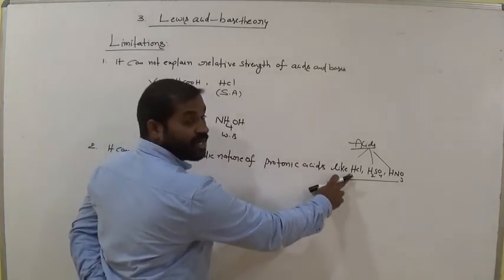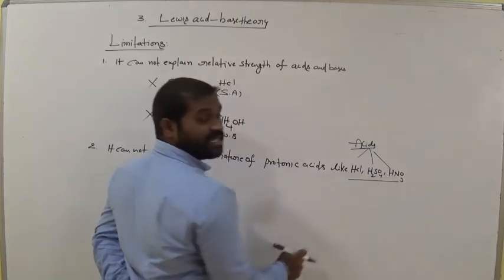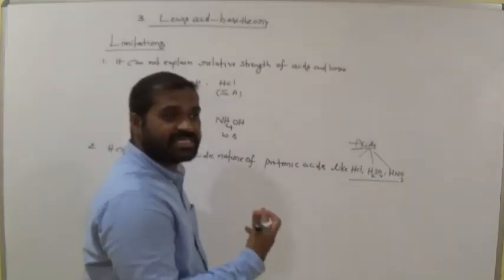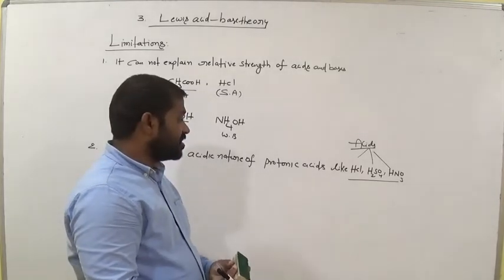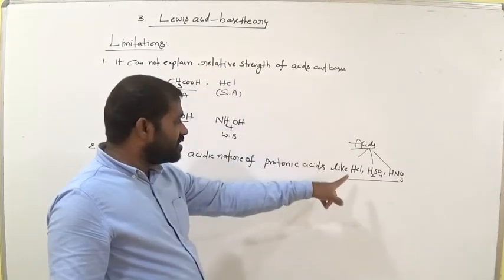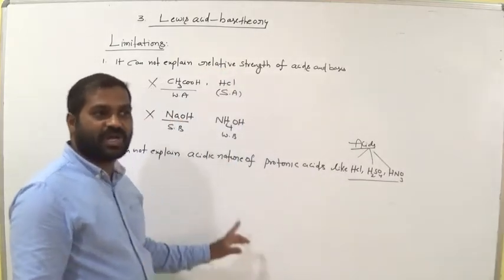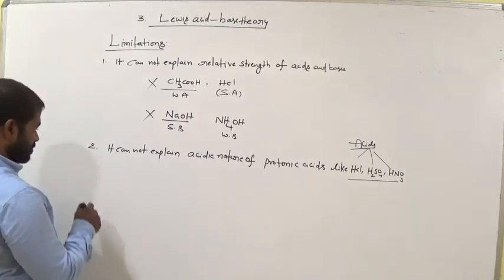Why? Because it is a proton, am I right? H is a proton. Here it is also a proton, it is also a proton. They can donate H plus and act as an acid according to Bronsted-Lowry acid base theory. Am I right? So actually these are originally acidic in nature, but it cannot explain the acidic nature of these compounds. This is one of the important drawbacks of Lewis acid base theory. Is it clear?